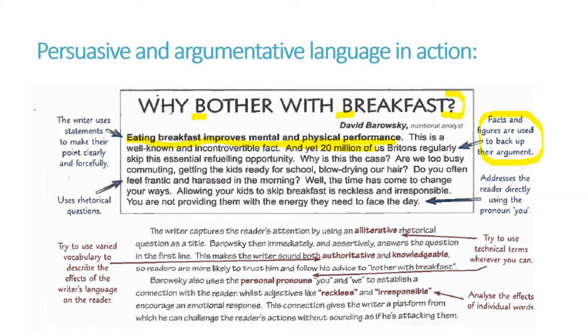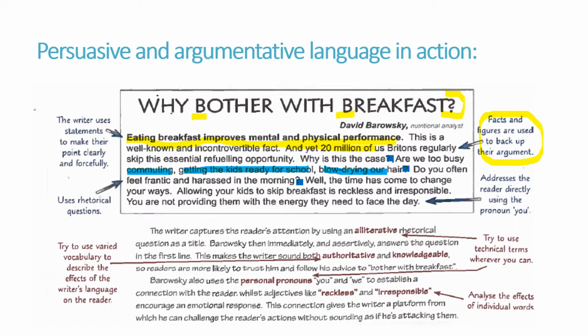Why is this the case? Are we too busy commuting, getting the kids ready for school, blow drying our hair? Firstly, the student has used rhetorical questions here, and a third here, but also in this sentence, they have used the rule of three. Are we too busy commuting? 1. Getting the kids ready for school. 2. Or blow drying our hair. 3.